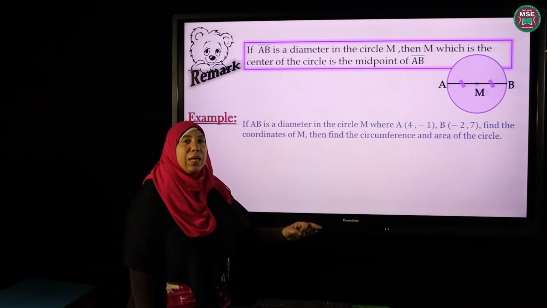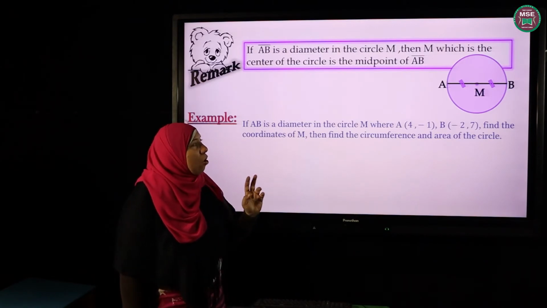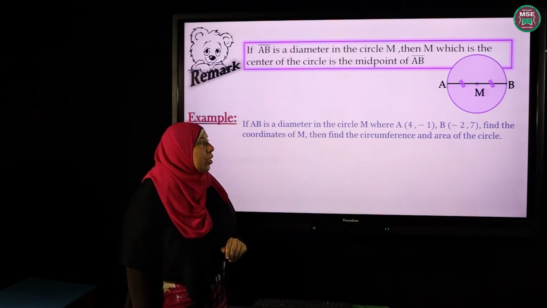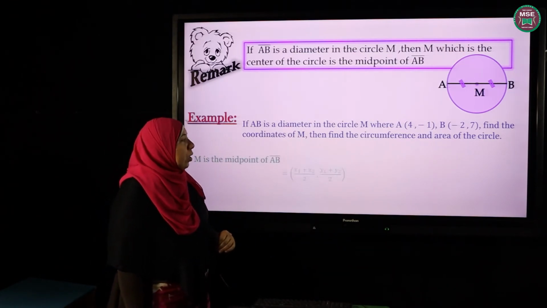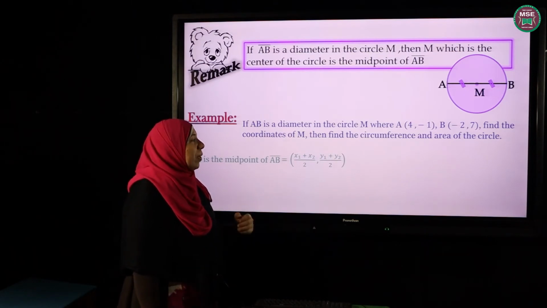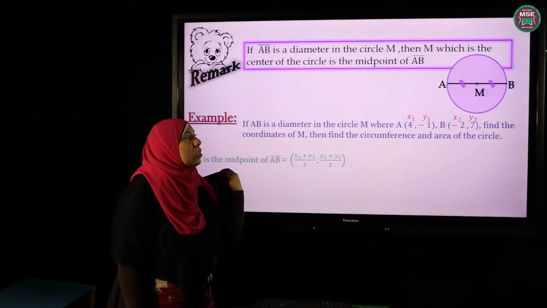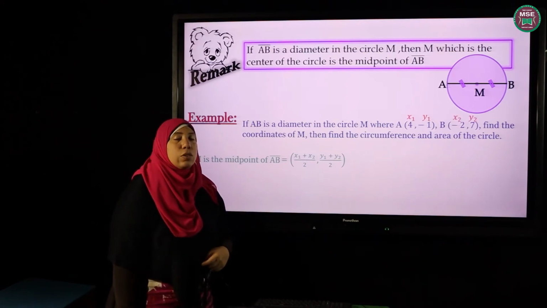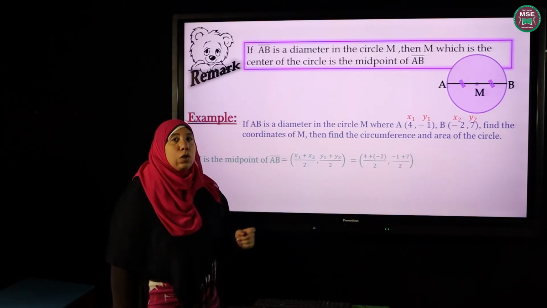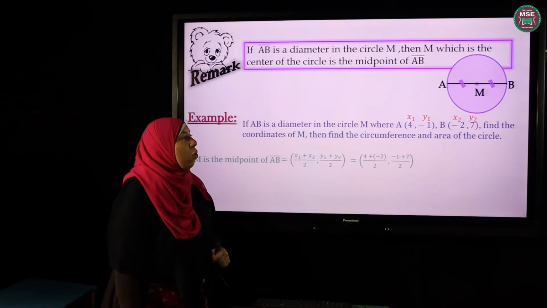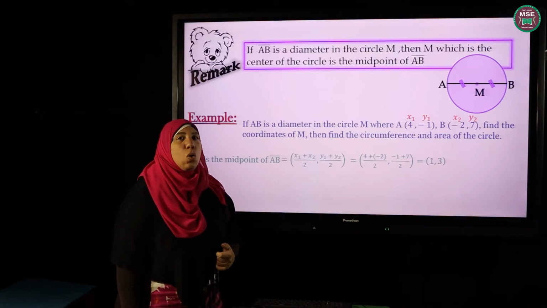Now, if I have A and B, I can find the center of the circle, which is the midpoint of A and B. The coordinates of M are the midpoint of AB. Using the same rule of the midpoint, x1 is 4, y1 is -1, x2 is -2, y2 is 7. So 4 plus -2 over 2, comma, -1 plus 7 over 2 equals (1, 3), because I am finding an ordered pair.